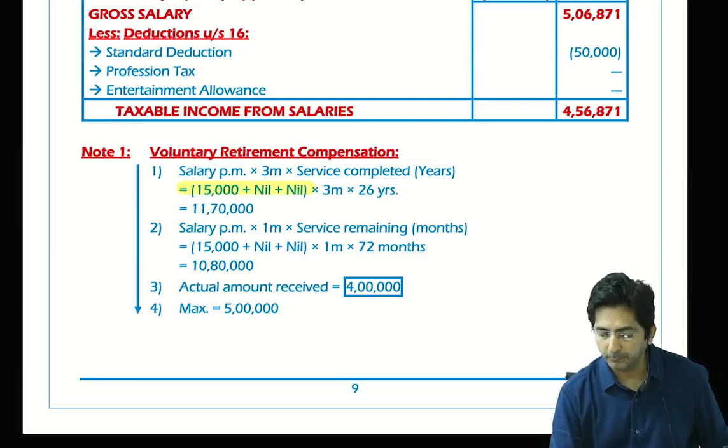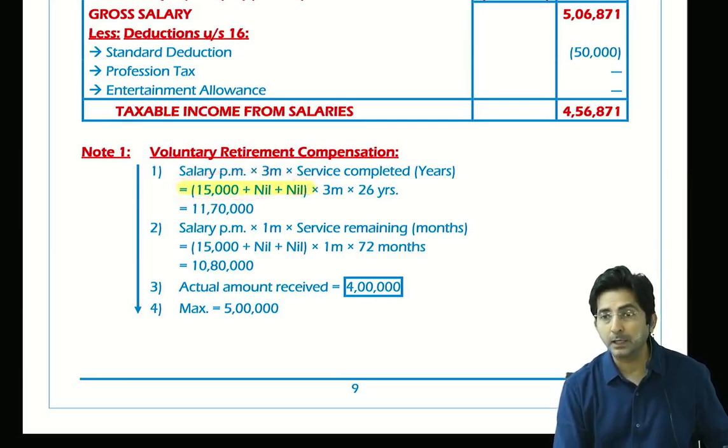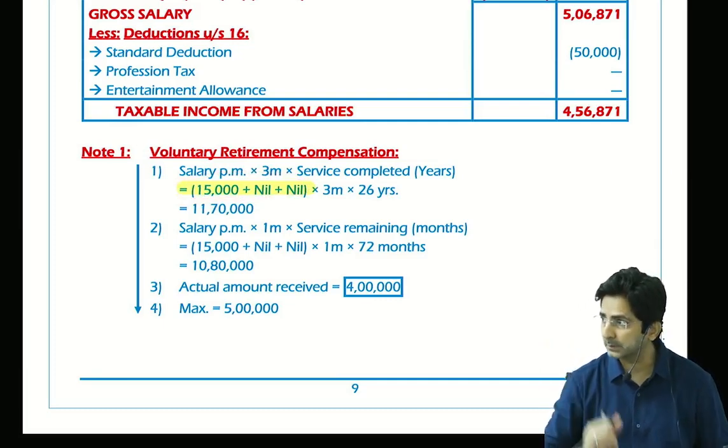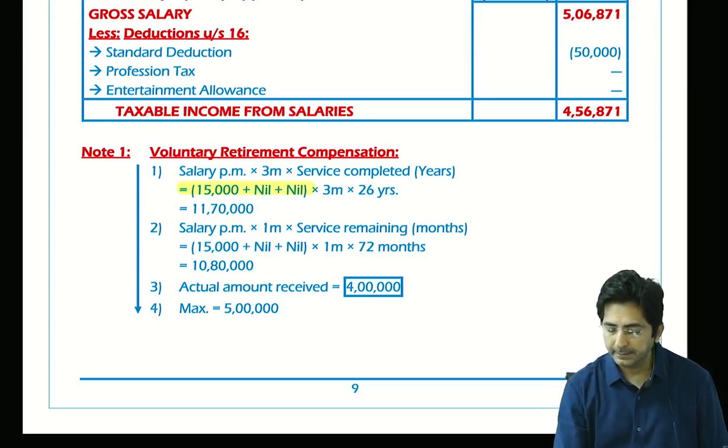So salary will be 15,000 only. Then multiply by 3 months. And then multiply by service completed in years, 26 years. Here you have to ignore the fraction, only completed years.